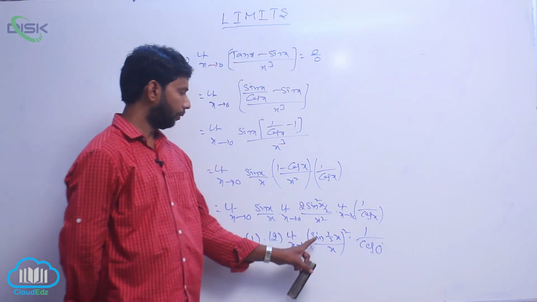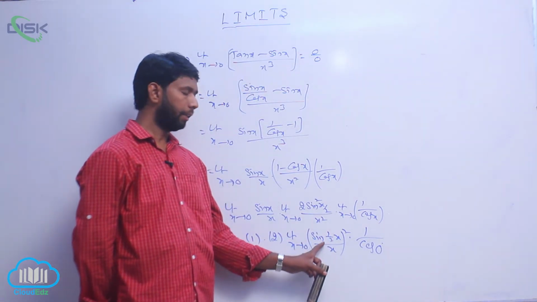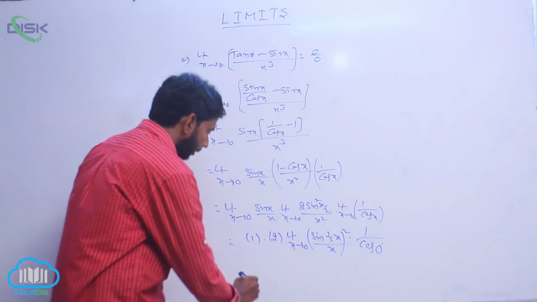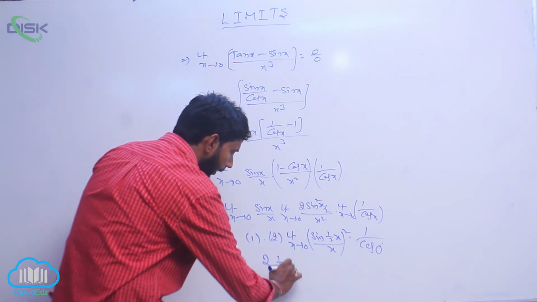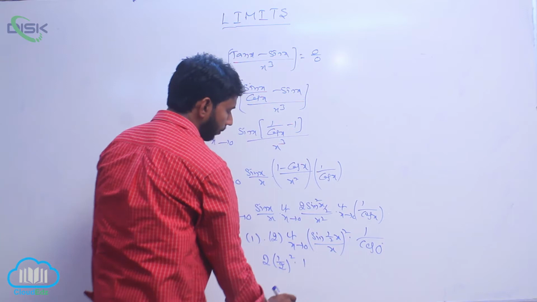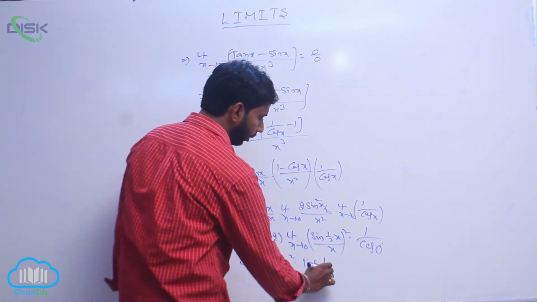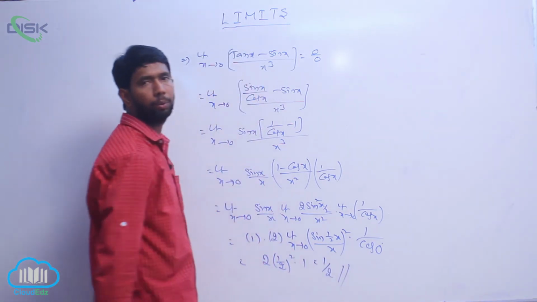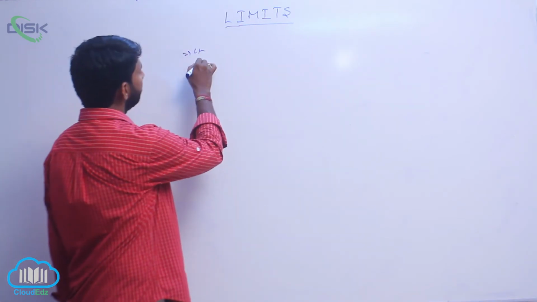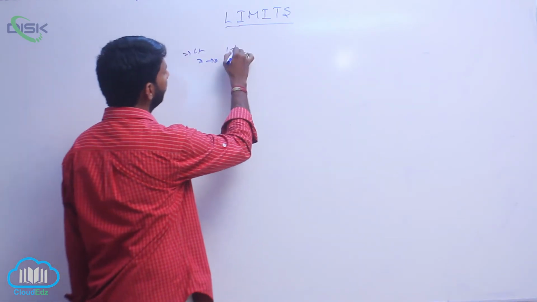The second one is of the form sin ax by x. Sin ax by x value is a. That is 2 of (1 by 2) whole square into cos 0, whose value is 1. That is equal to 1 by 2. The value is equal to 1 by 2. And the next example is limit as x tends to 0.